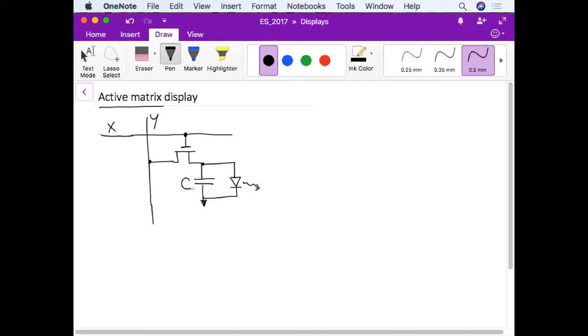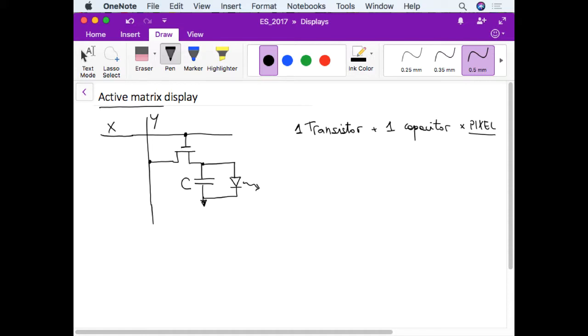But okay, this is just to, let's say, understand the basic operation. So for each pixel you need 1 transistor plus 1 capacitor plus 1 LED. Okay, 1 transistor plus 1 capacitor per pixel. Now you need to understand that this is a display, so it's a large thing.